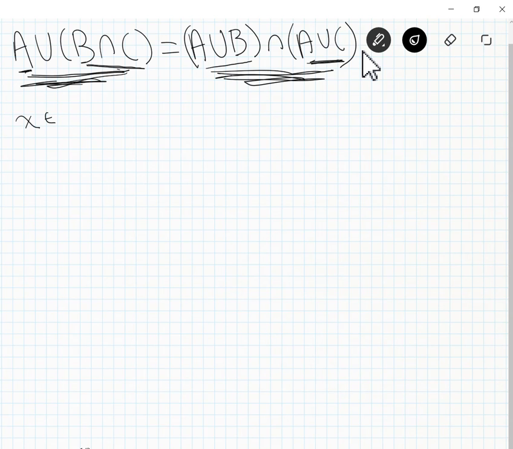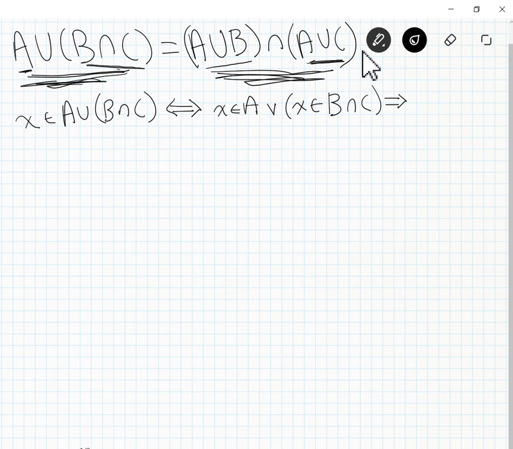To do that, we're going to consider a member of this set, A union B intersection C, and that means that X is in A or X is in B intersection C, which means, I'll come down here, X is in A or X is in B and X is in C.